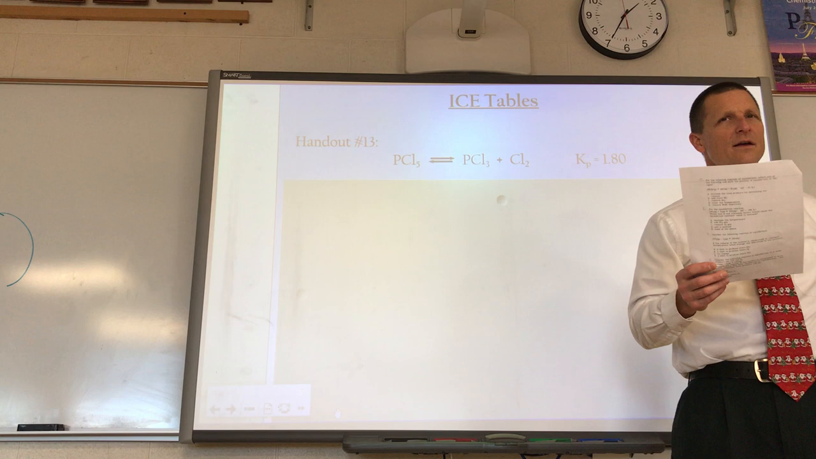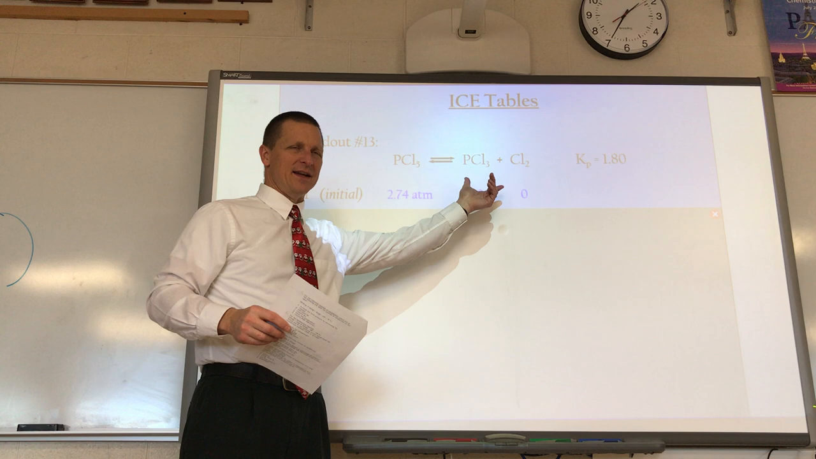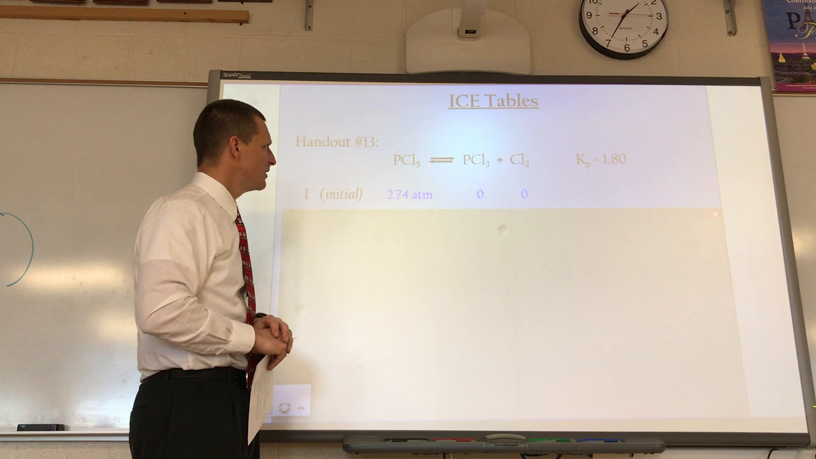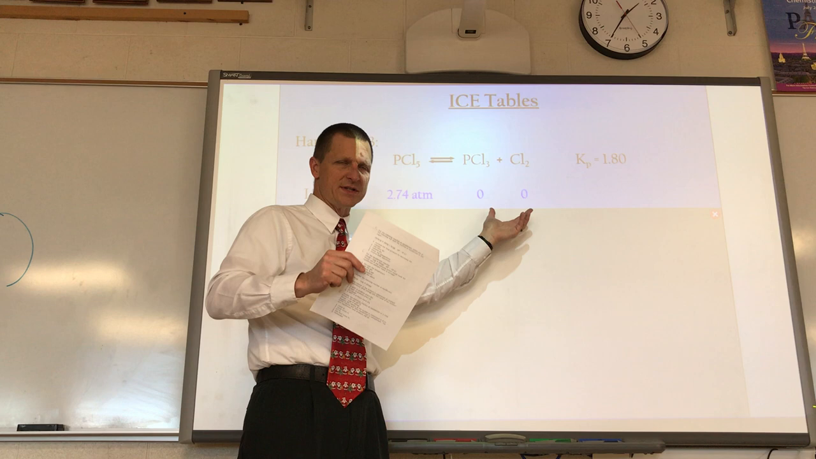So we're going to have to do some math on this one. Initially, that's what our I stands for, we have these quantities. The problem tells us that we start with 2.74 atmospheres of the reactant. The problem didn't say anything about how much product was added, so you can assume if it didn't say anything about the products, that they start at zero. Always assume that the products start with zero, unless the problem makes it very clear that you didn't start with zero.